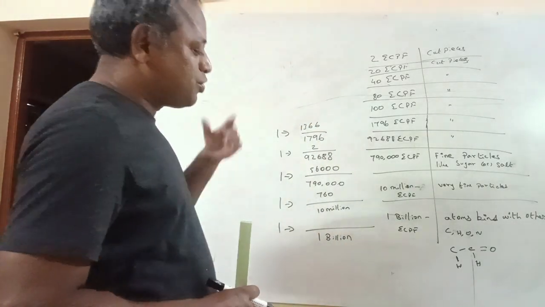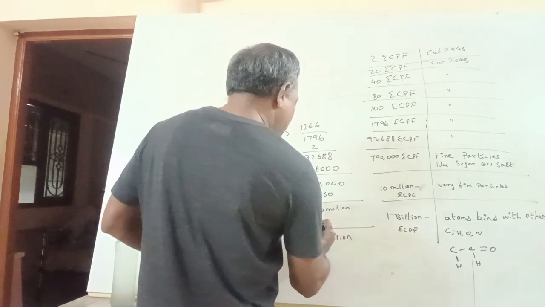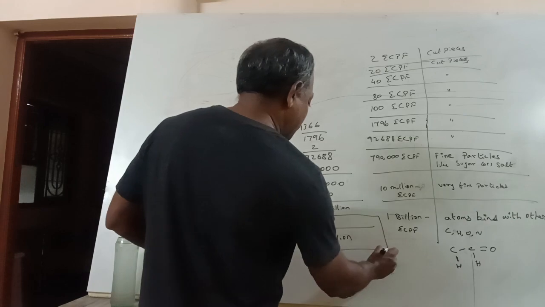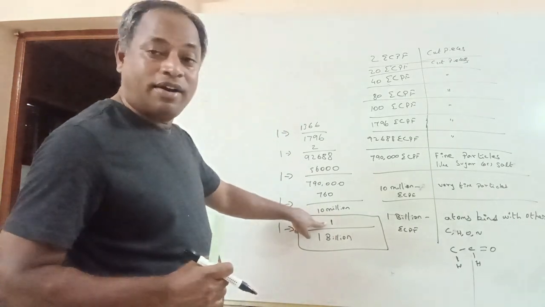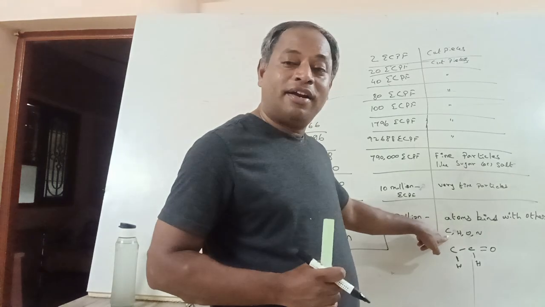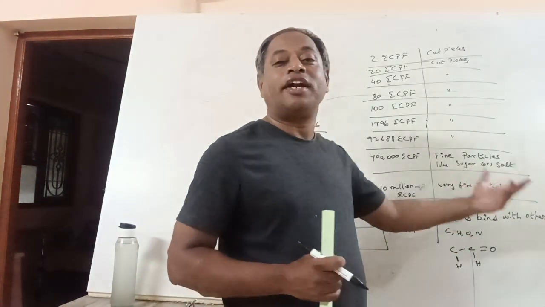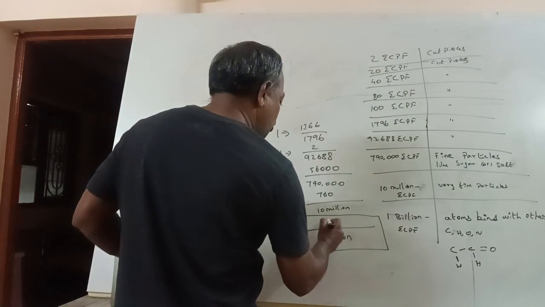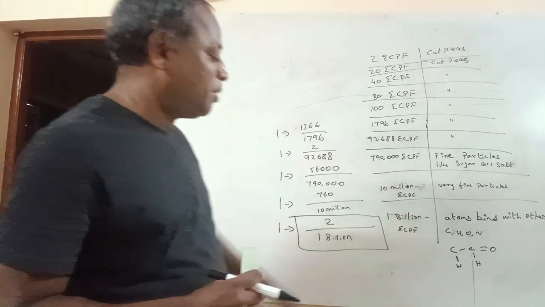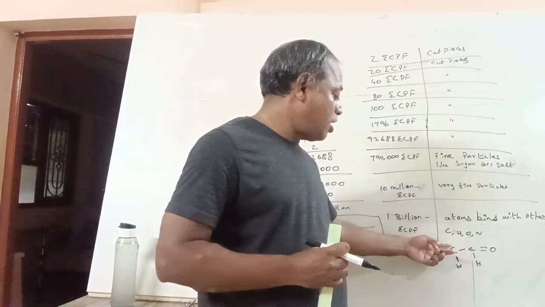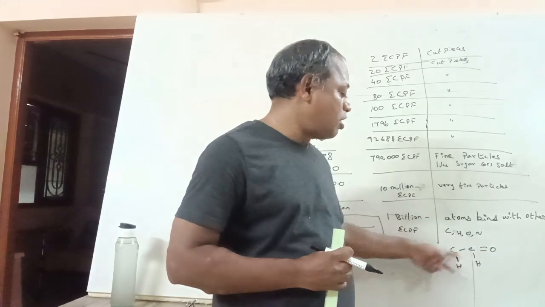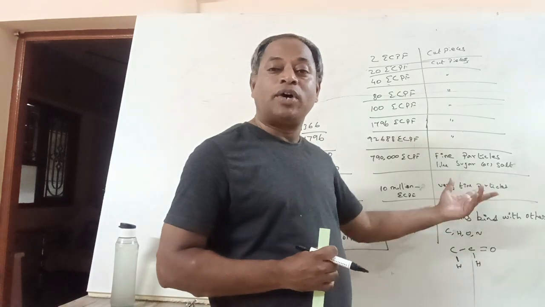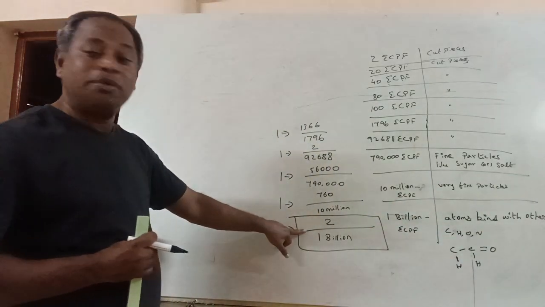So suppose I write 1 part of 1 billion, what does it mean? This 1 may be carbon, hydrogen, oxygen, or nitrogen, or any one element. Suppose I write 2 parts of 1 billion, what does it mean? It may be 2 carbon, or carbon hydrogen, or carbon oxygen, or carbon nitrogen, or hydrogen hydrogen, or 2 oxygen, or something like that. That is the meaning of that.